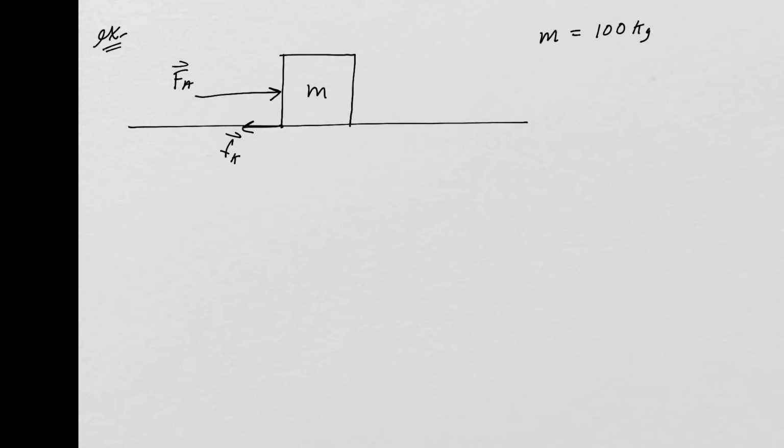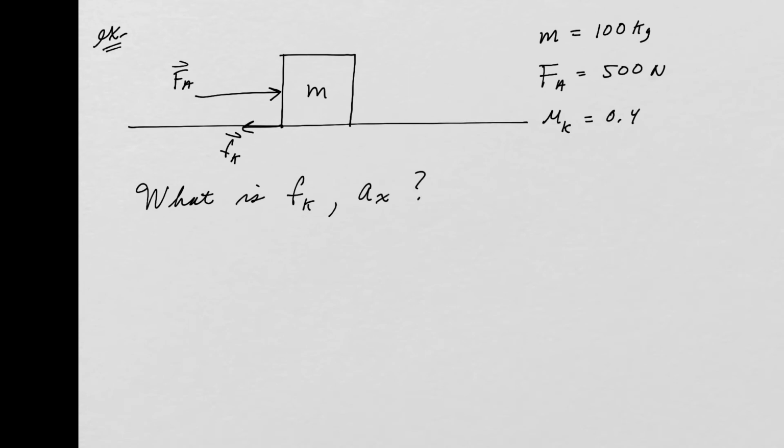Let's say I'm told Fa is 500 newtons. And I'm also told the coefficient of kinetic friction is 0.4. Remember, coefficients of kinetic and static friction are unitless. There's no units there, just 0.4, just a number. And we want to find Fk and ax. So what is Fk? And then what is the acceleration in the x direction? We want to find those two things.